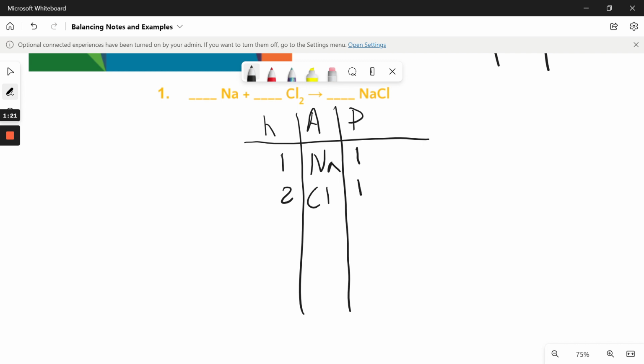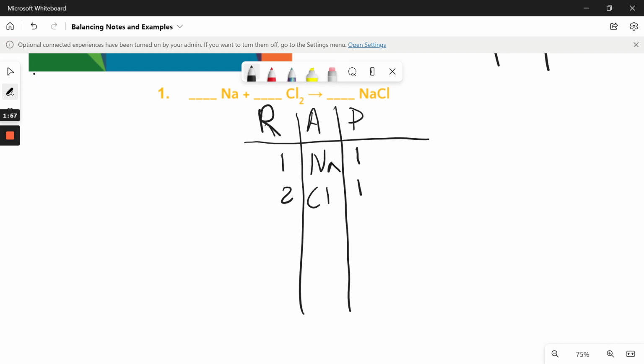So now that I've counted, I have to balance. And remember, I am only changing the numbers in the equation up front, those big numbers. But I have to figure out what numbers I need to change. So I look down my list, Na is balanced. It has 1 Na on both sides, reactant and product. My Cl does not. It has 2 on the reactants and only 1 on the product.